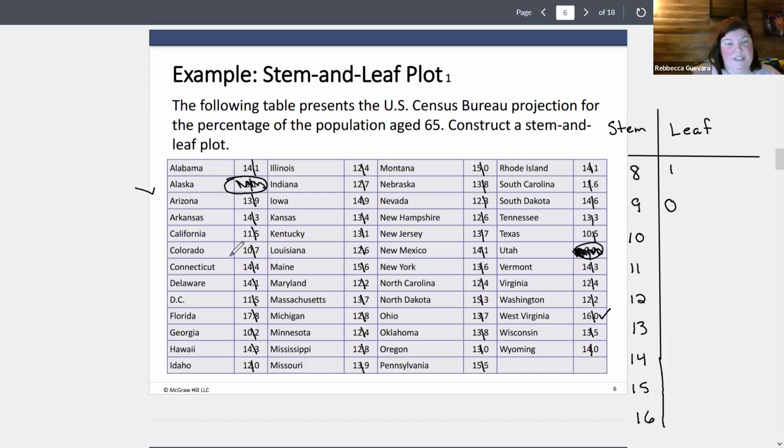And then if you look at the 10s, so here is 10. We got a 10.2, a 10.7. See if there was another one here I missed. A 10.5. So we're going to write down those digits. So we have a 7, a 2, and a 5. We don't usually put commas between them. And later what you're going to see is that we're actually going to order these leaves. We like to have them in descending order.